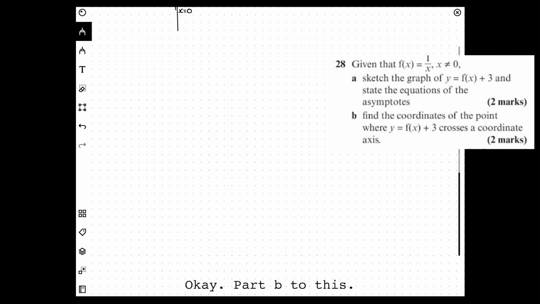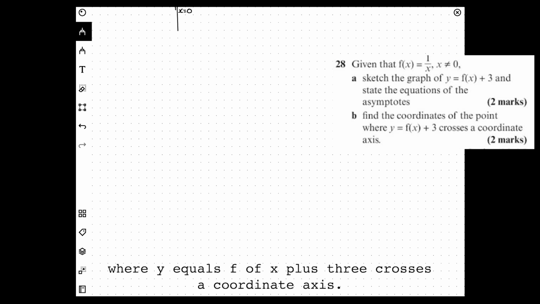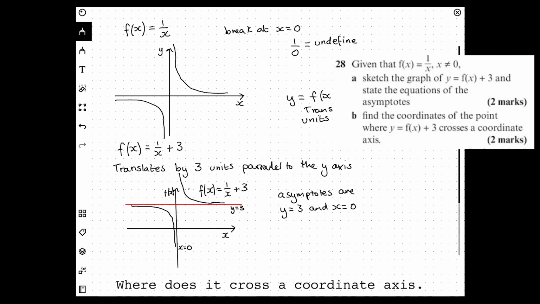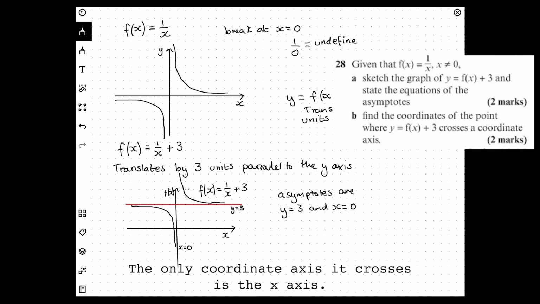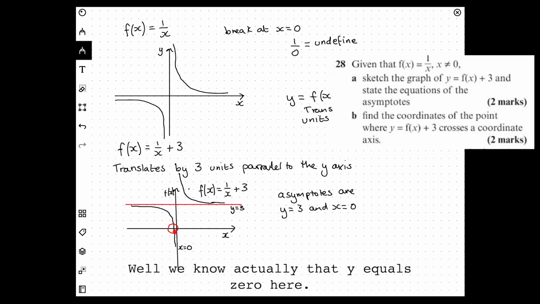Okay, part B to this then asks us to find the coordinates of the point where y equals f of x plus 3 crosses a coordinate axis. Let's have a look back at the graph. Where does it cross a coordinate axis? The only coordinate axis it crosses is the x-axis, and it crosses it at this point here. And at that point there, what do we know? Well, we know that y equals 0 here.